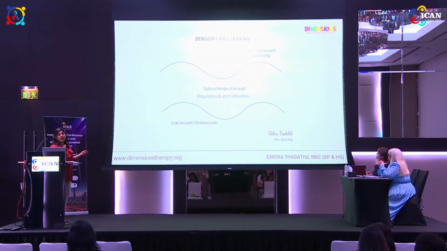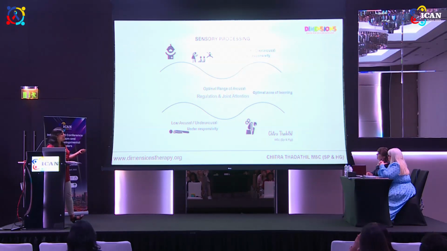We also call high arousal over-responsivity, or your nervous system being overreactive. And your low arousal is under-responsivity, where your nervous system is under-reactive. Just have a few illustrations of children.